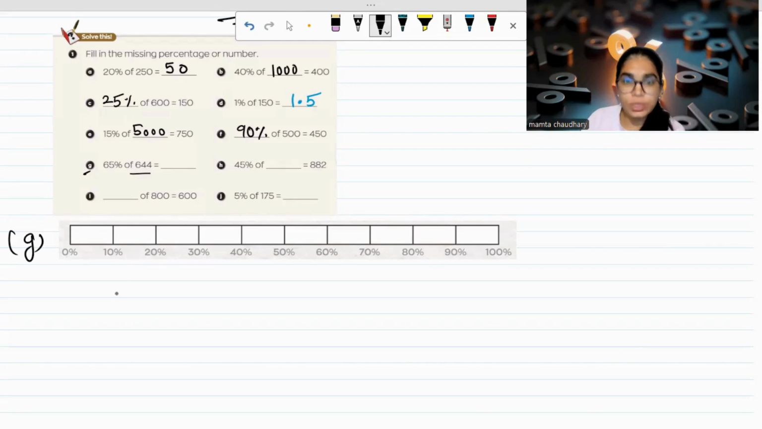65 will come between 60 and 70. This will be 65%, and this value you have to find. So as we are dividing 60 to 70, one part into 2, let's divide all the parts into 2, so that will be easy. So what will it be? 5%. Absolutely correct. So it is 0, 5%, 10, 15, 20, 25, 30, 35, 40, 45, 50, 55, 60, 65, 70, 75, 80, 85, 90, 95, and 100.